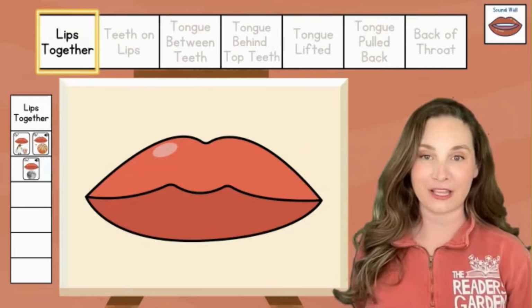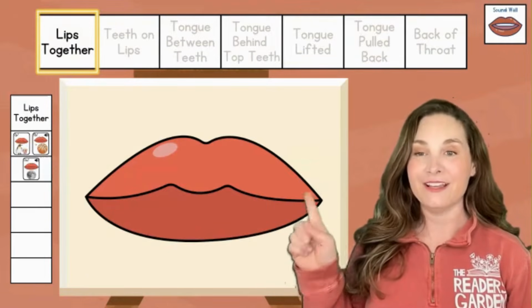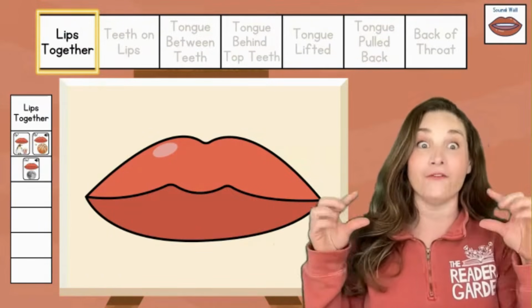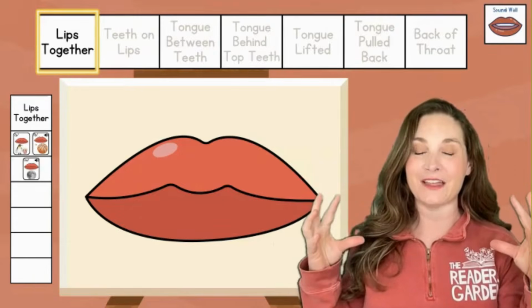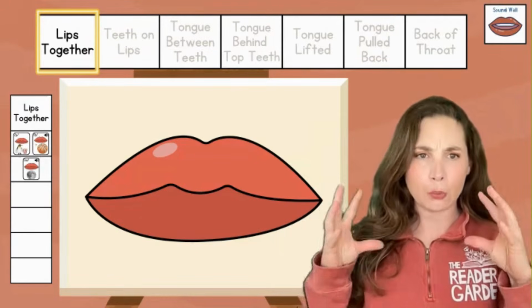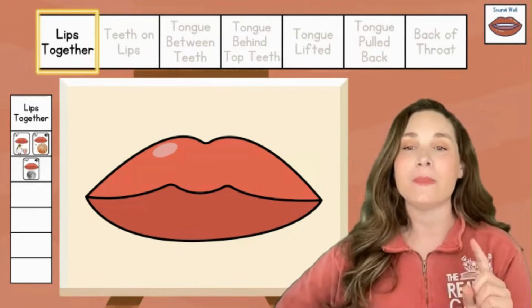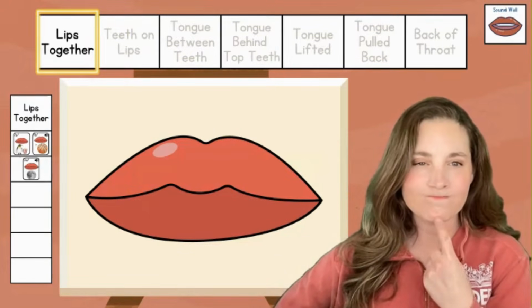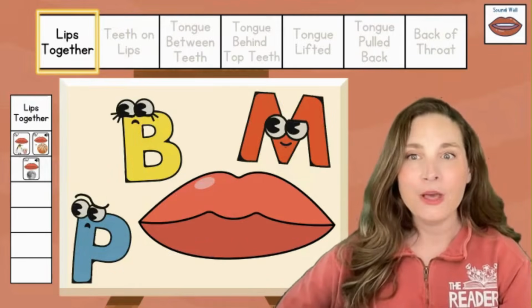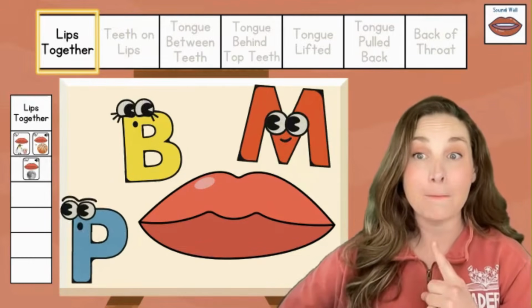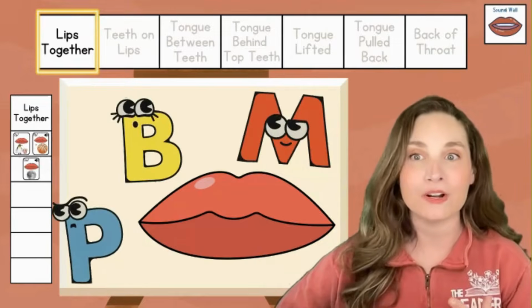First sound we're going to be talking about is lips together. You can see in the picture next to me here, we have a very large mouth photo showing lips together. Notice how the lips are closed pretty tightly. Now, can you think of any sounds that we make with our lips together? Oh, I know. We can make p and b and m with our lips together.